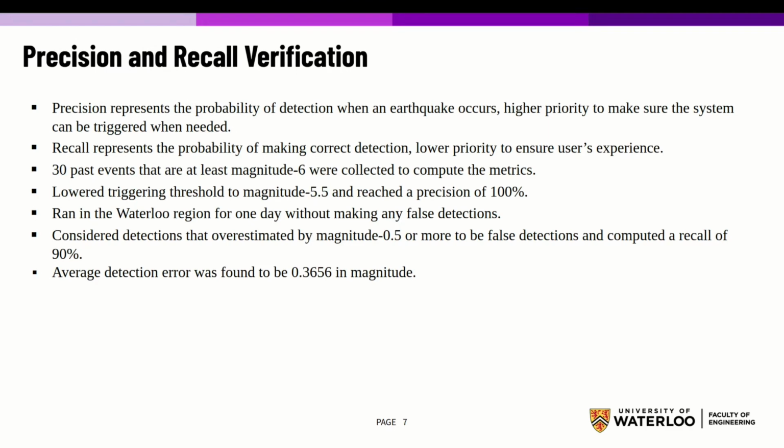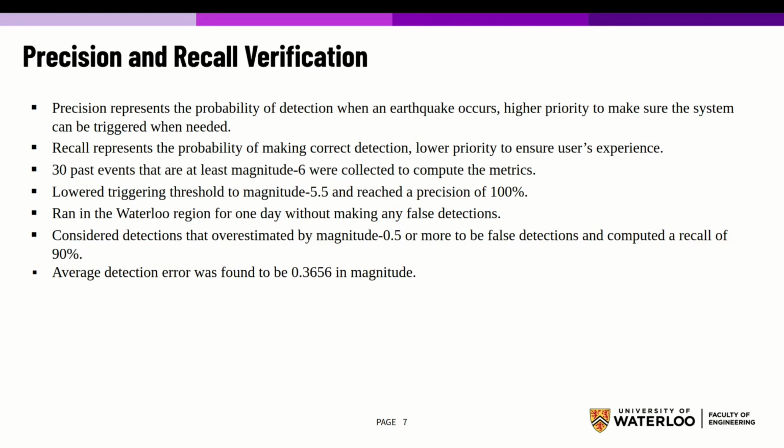Precision represents the probability of making detection when an earthquake happens. Recall represents the probability of making correct detections instead of false detections. We require a precision of over 90% to make sure the system will be triggered during an earthquake, while the recall is set to 60%.